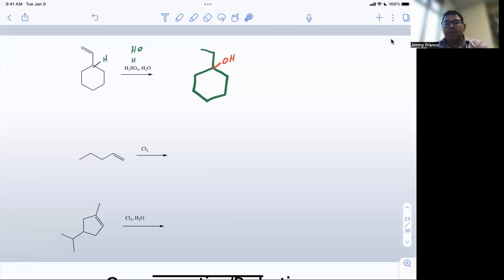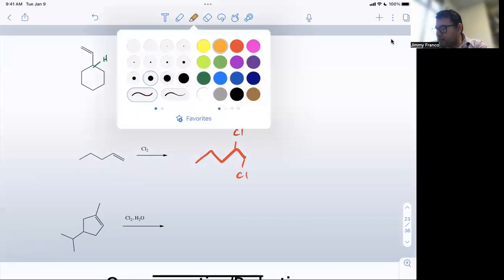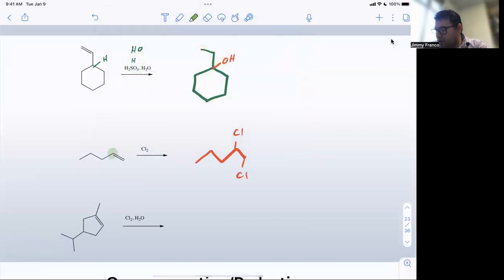All right, the next one is even easier. All right, we're going to add a chlorine, 1 to each carbon. Okay. And so when we draw this, we put our 2 chlorines. And they were each where that double bond was. We lose the double bond and add a chlorine to each one.